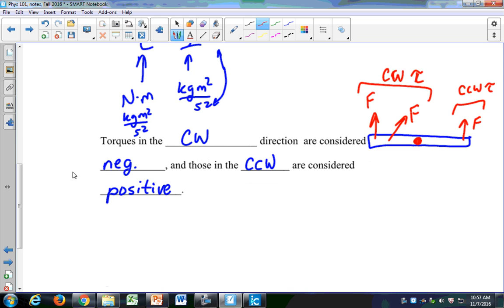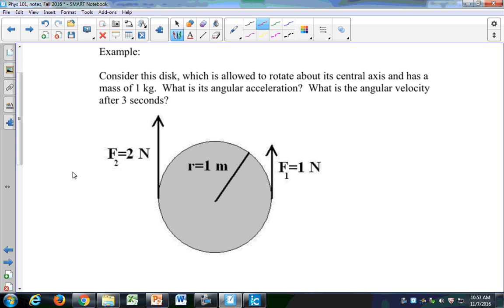Let's do an example. So let's say that we have this disk, and it's allowed to rotate about its central axis, and it has a mass of 1 kilogram. I want to know first, what is its angular acceleration, and then also what is its angular velocity after 3 seconds.